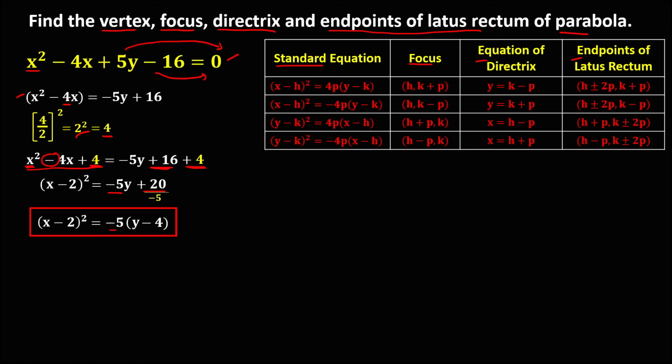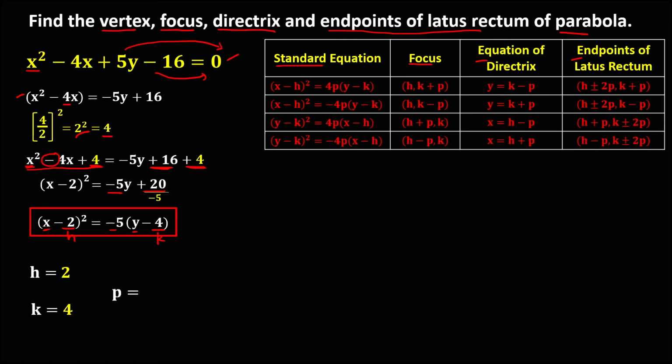Then from the standard equation, we need to find the three values: h, k, and p. For h, just look for x. Since this is x, this is h, with the opposite sign. Since this is negative 2, h is positive 2. Then for k, just look for y. Since this is y, this is k, then the opposite sign. Since it is negative 4, k is positive 4.